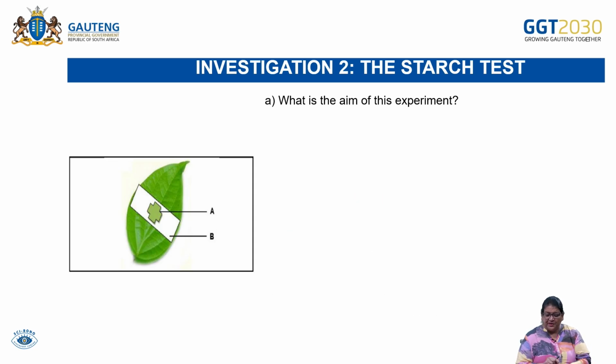Same experiment, different question. What is the aim of the investigation? Learners, always remember, the aim is always to investigate whether light is necessary for photosynthesis, to investigate whether carbon dioxide is necessary for photosynthesis, to investigate whether water is necessary for photosynthesis. So in this case, we are talking about light. So the aim is going to be what?